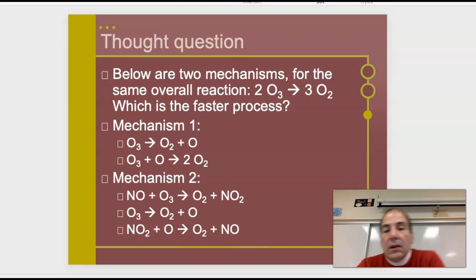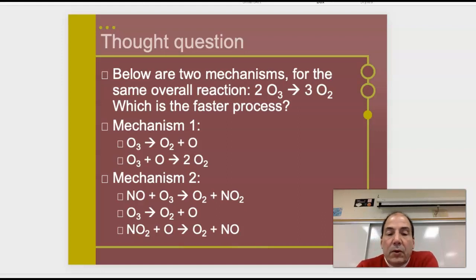So let's take a look at a couple questions relating to this idea. All right, so we have two different mechanisms here for the decomposition of ozone into oxygen. What do you think is a faster process, mechanism 1 or mechanism 2? Take a moment, look it over, think about it, and think about why, not just taking a lucky guess or whatever. Why would 1 be faster than 2 or 2 be faster than 1?